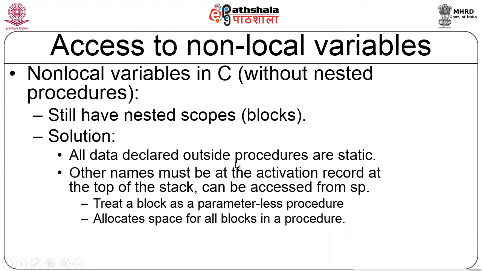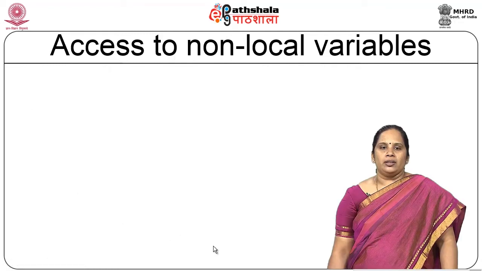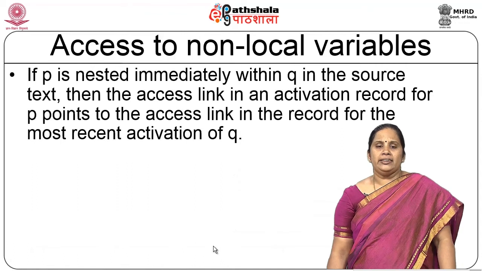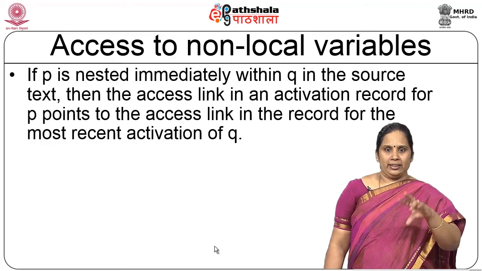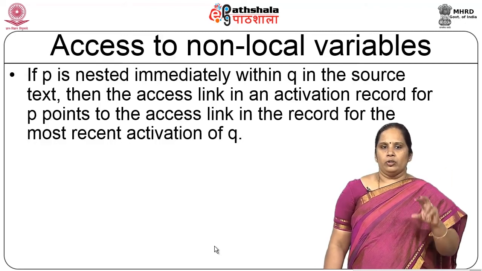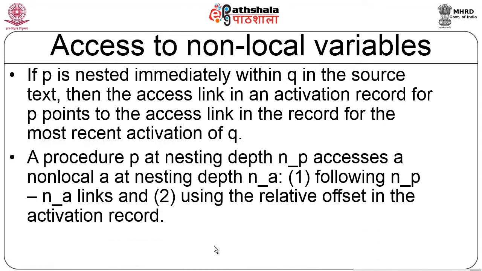So the next one is access to non-local variables. Non-local variables in C: it still has nested scopes. The solution is that all data declared outside procedures are static, that is your assumption. Other names must be in the activation record at the top of the stack, and can be accessed from the stack pointer. Here a block is treated as a parameterless procedure, and I allocate space for all blocks in a procedure. If P is nested immediately within Q in the source text, then the access link in an activation record for P points to the access link in the record for the most recent activation of Q. So this is the function of the access link and control link.